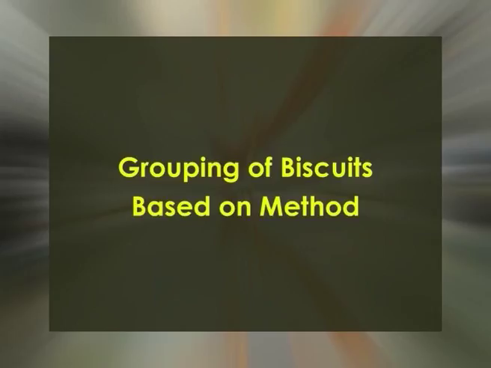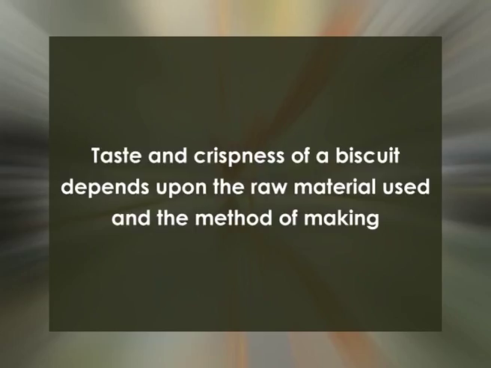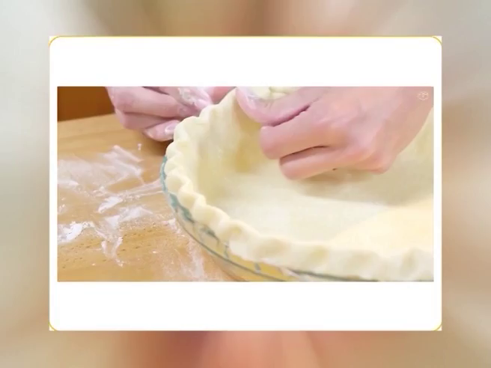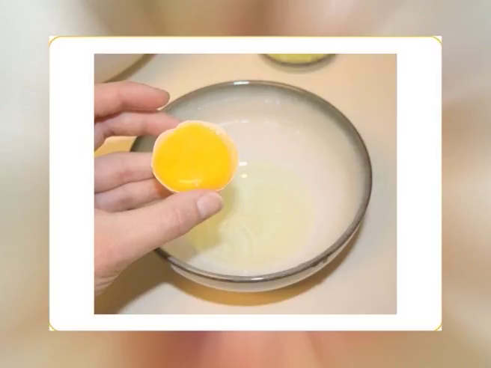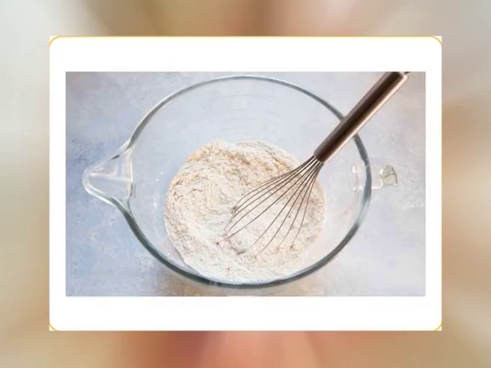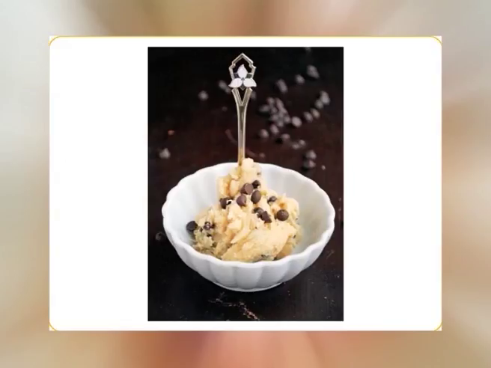Now let us discuss another part of our today's lecture, that is grouping of biscuits based on method. The taste and crispness of a biscuit depends upon the raw material used and method of making. Depending upon these two factors, there are different categories of biscuits, which include number 1. Pastry dough, number 2. Cream dough, number 3. Egg white mixture, number 4. Whisked egg dough, number 5. Doughs rich in honey and other sugar syrups.